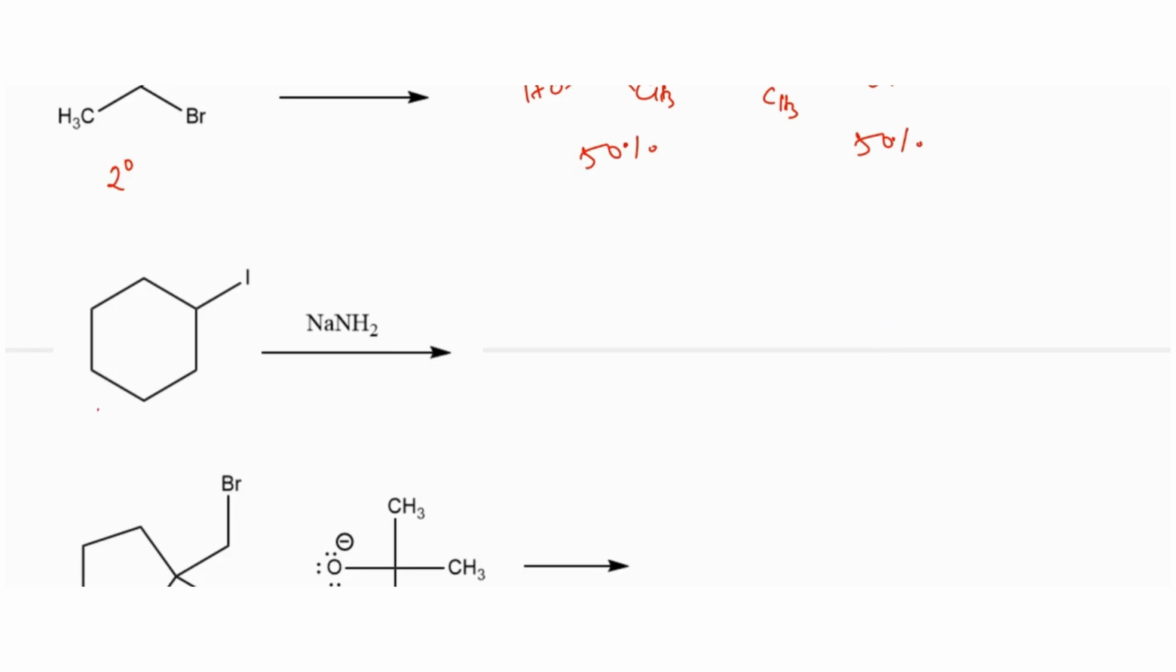Here, this is a secondary alkyl halide, and this is sodium amide. It can act as a base and also as a nucleophile. So we can get both a substitution product and an elimination product. Both are possible. This is the SN2 product and this is the E2 product.